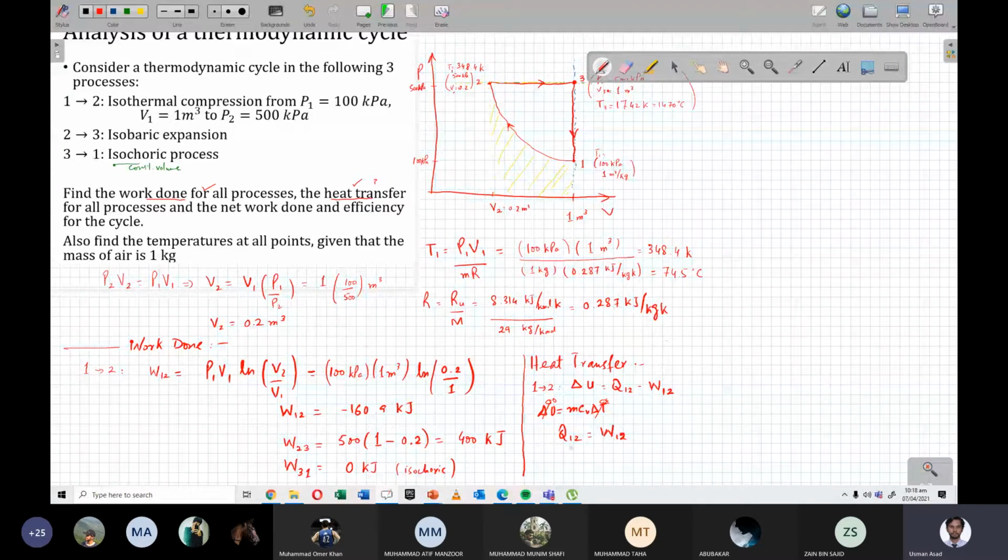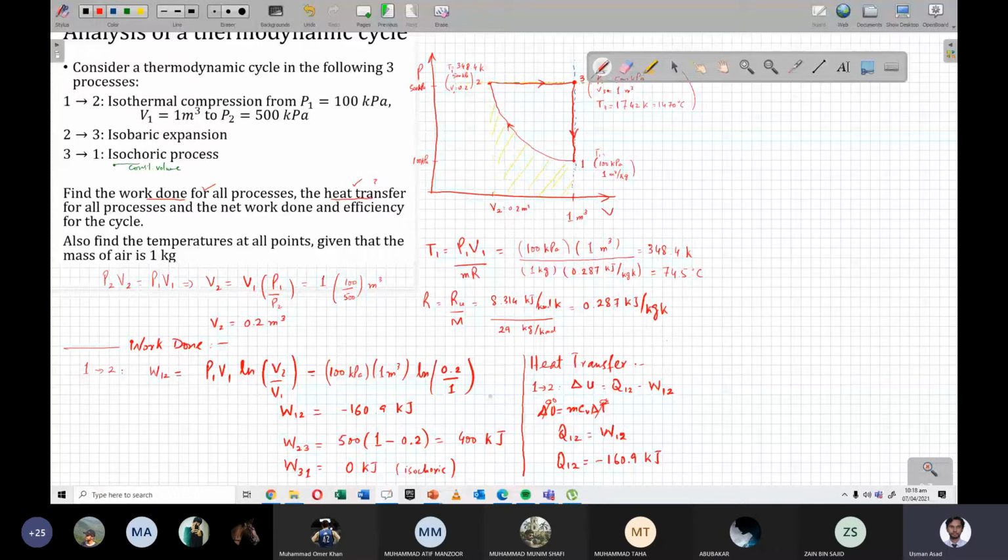Which means that the heat transfer for process 1 to 2 is going to be equal to the same value over here, which is minus 160.9 kilojoules. Okay? So now let's objectively look at what has happened in process 1 to 2.